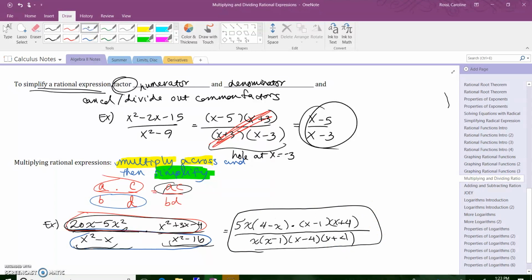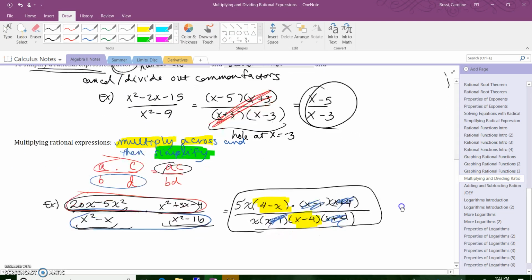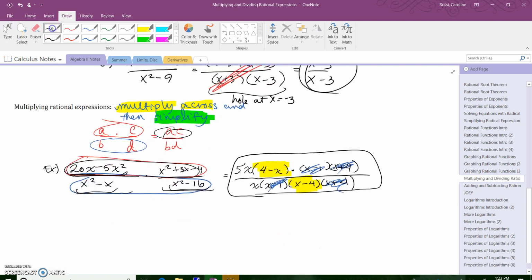Now, you always want to be on the lookout for canceling. So clearly you can cancel out an x minus 1. And let's see, oh, there's an x minus 4 you can cancel. 4 minus x and x minus 4. So this is really important here. These two are really, really close, and in fact, they're almost the exact same thing. The only thing different about them is a negative sign.